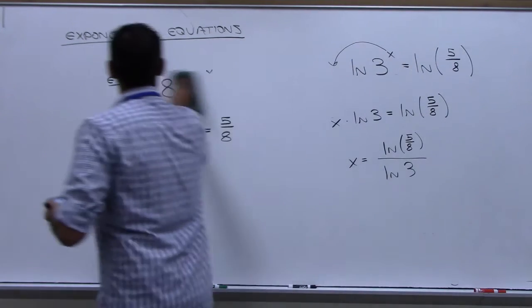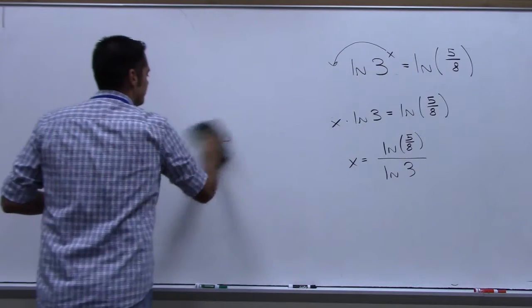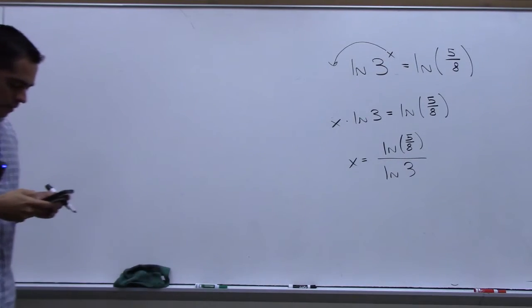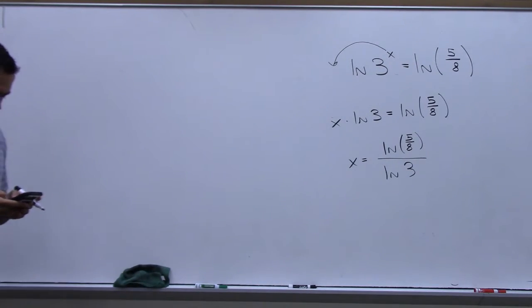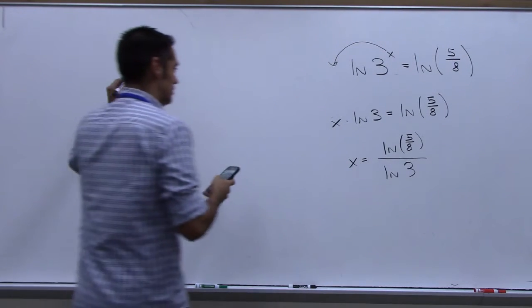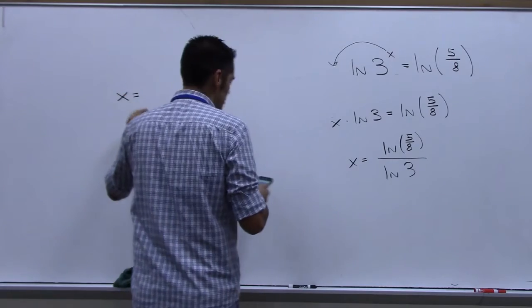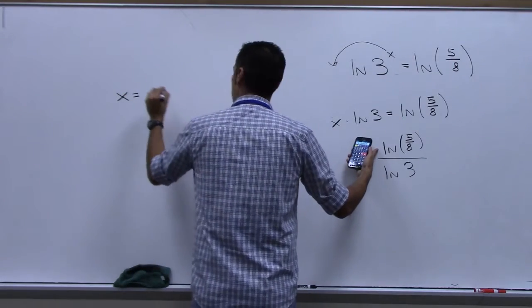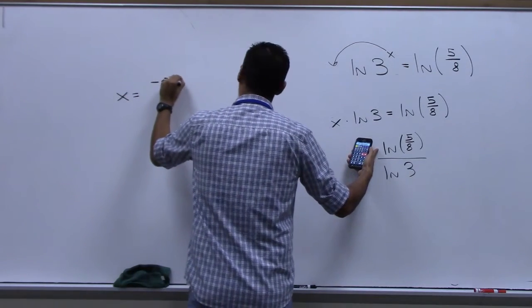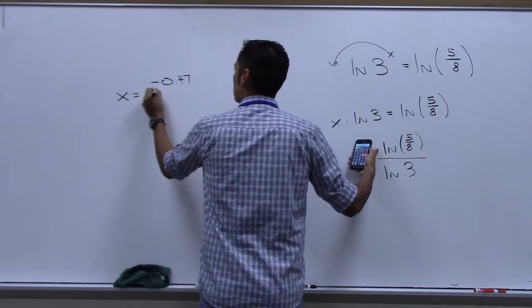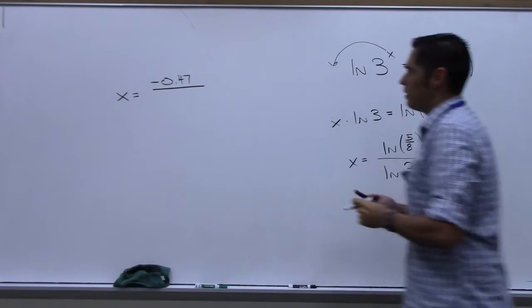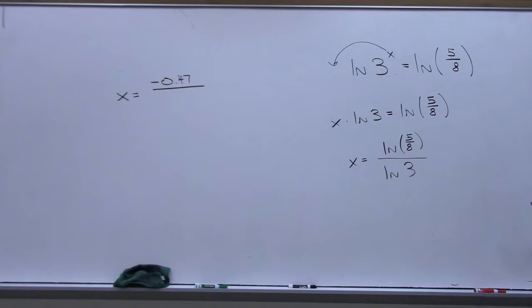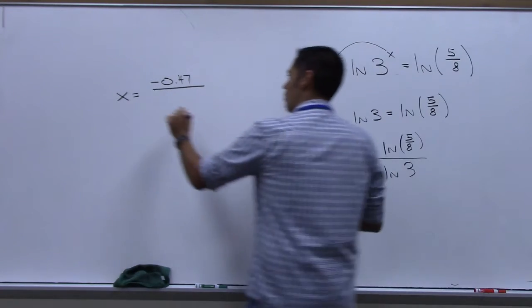Okay, I'm letting you do this on your calculator while I check. Uh-oh. So x is equal to, let me tell you what I'm getting for natural log of 5/8. Getting negative 0.47, and then a bunch of zeros after that, like 3 zeros. And on the bottom, natural log of 3, I'm getting like 1.